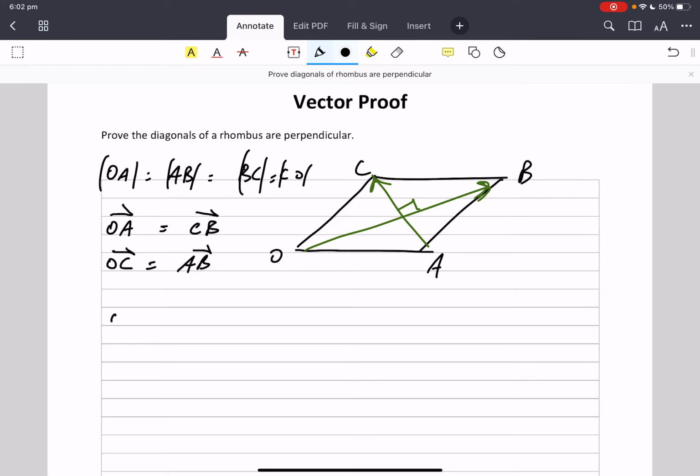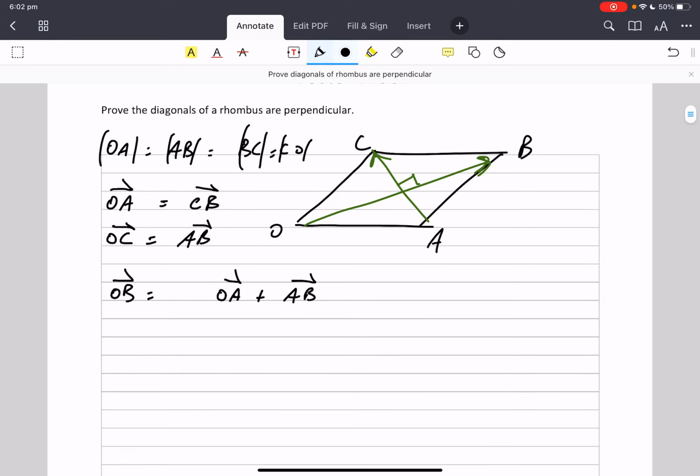So let's get those green vectors. OB is easy, so let's do it first. OB is going to be OA plus AB. I guess we could have called them letters as well, it doesn't really matter. AC is going to be the negative of OA plus OC.